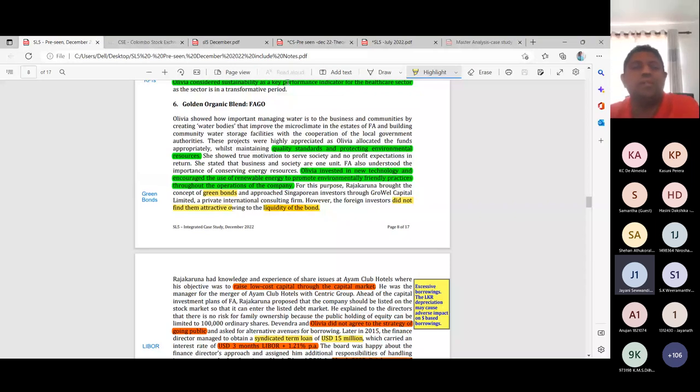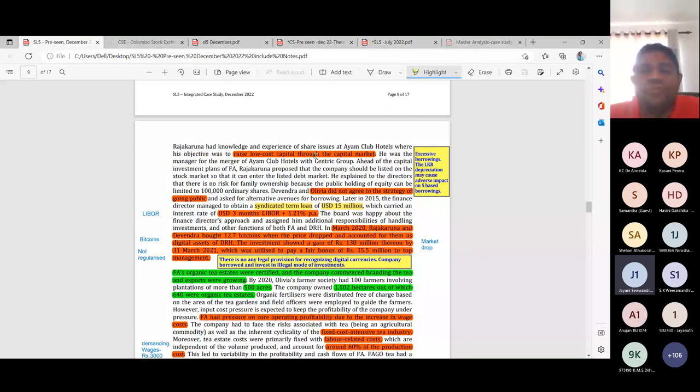So Rajakarna had knowledge and experience of share issues at IM Club Hotel, where his objective was to raise low-cost capital through the capital market. He was the manager for the merger of IM Club Hotel with Centric Group, ahead of the capital investment plan of FA. Rajakarna proposed that the company should be listed on the stock market so that it can enter the listed debt market. So they want to list this.